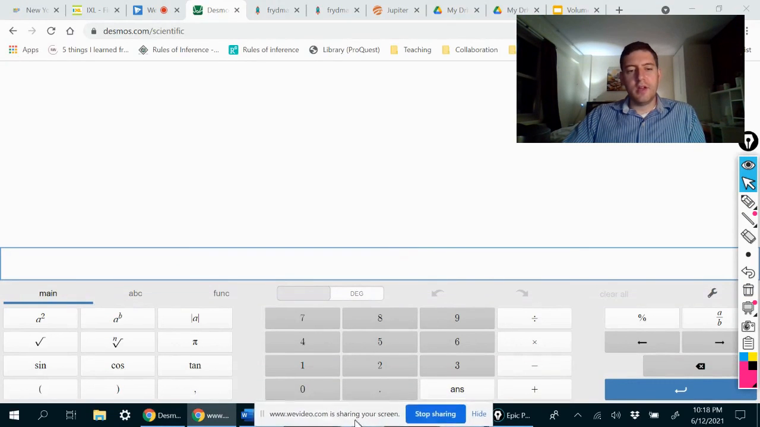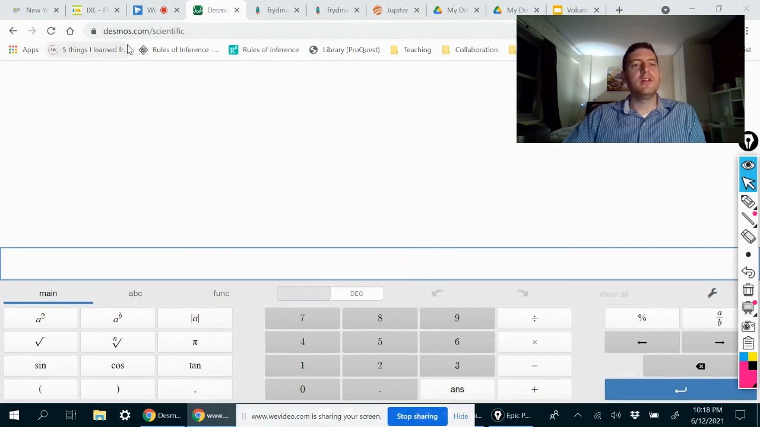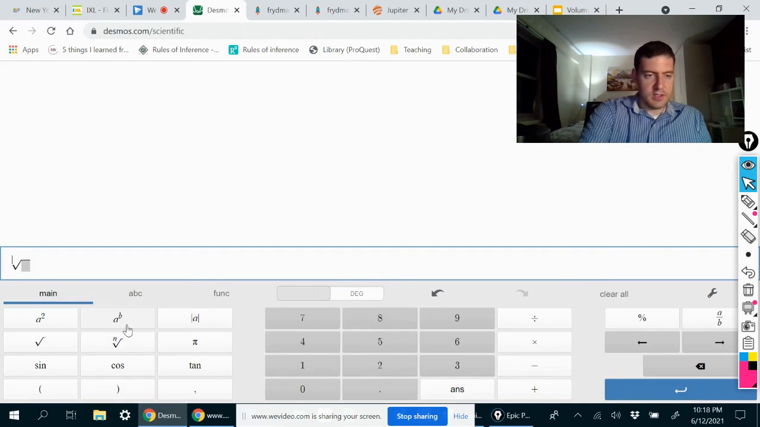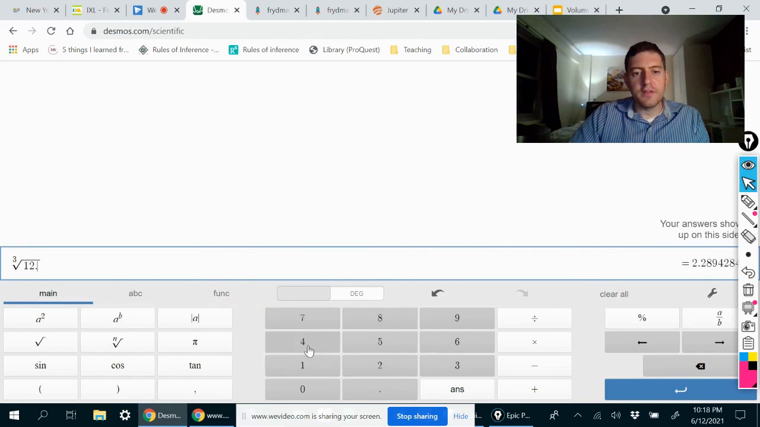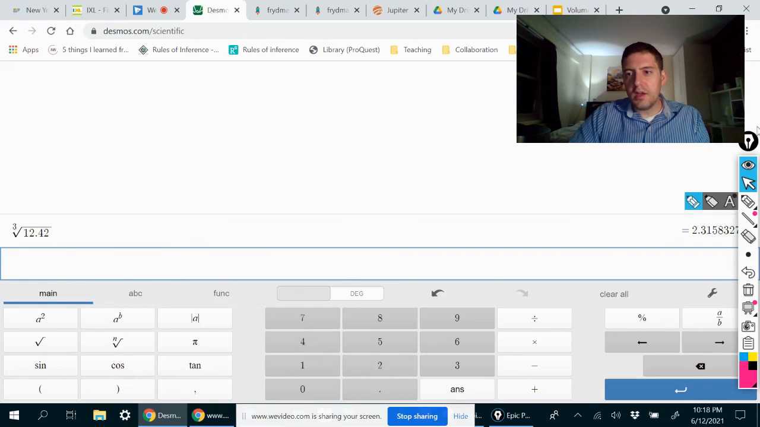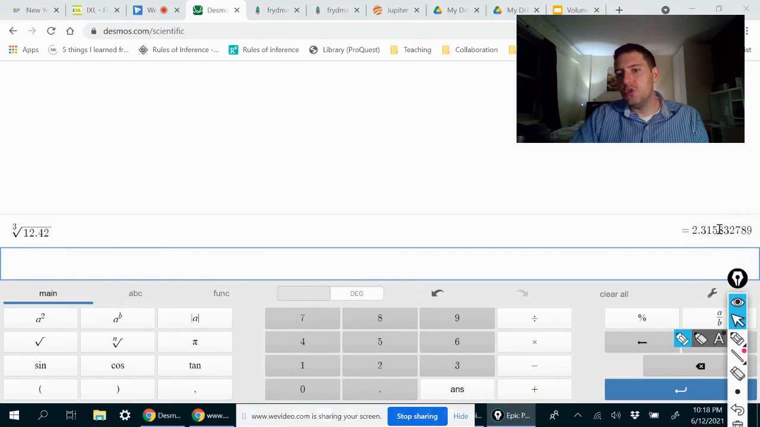The simple calculator that I was using does not have a cube root button, but we could use a scientific calculator. So I went over here to desmos.com/scientific. So I can type in 12. Actually, do I type that in first or do I hit this first? I think I hit this button first. Then type in the 3 because we're taking the cube root. So we're looking for the number that we have to multiply with itself 3 times to get 12.42. Okay, and that would be about 2.3.